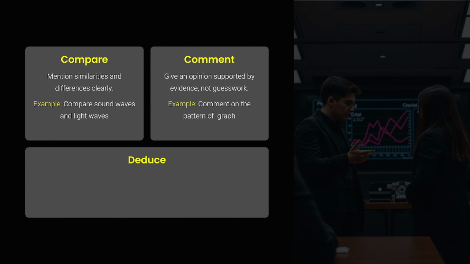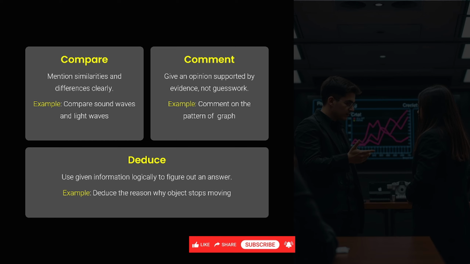The next word is deduce. This means figure it out using given information, even if it's not directly stated. For example, deduce the reason why the object stops moving. A good answer would be: because the forces acting on it are balanced, so there's no net acceleration. Examiners love these thinking-logically questions.